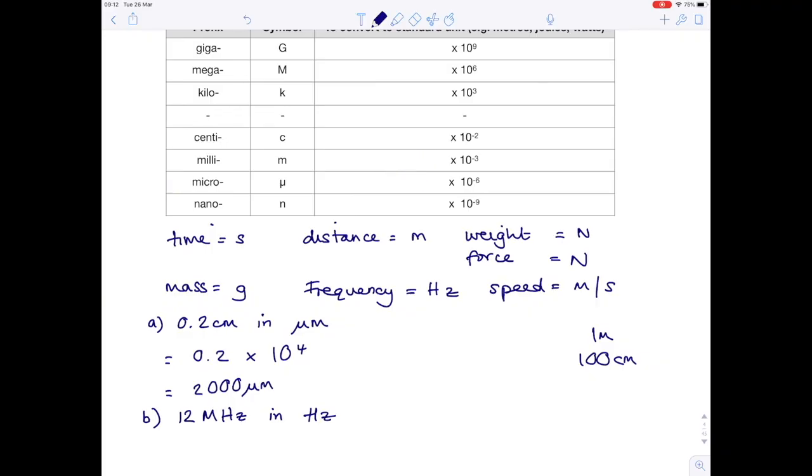Looking now at B, we want 12 megahertz in hertz. So we're going from megahertz to hertz, which is here. Again, there are lots more hertz than megahertz, because megahertz is just a way of writing really big numbers in a nice, easy way. So in order to do that, look at the difference between the orders, and you can see that it's times 10 to the 6. So actually 12 megahertz in hertz is 12 million hertz.